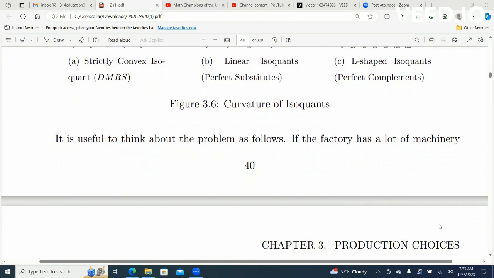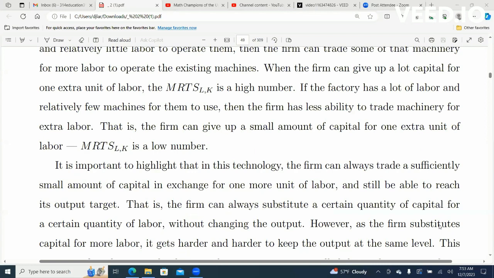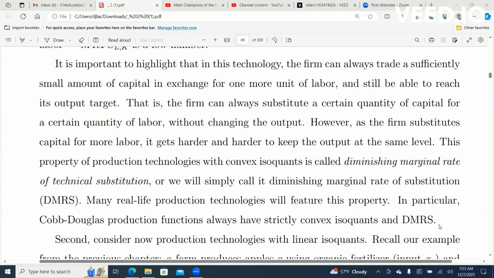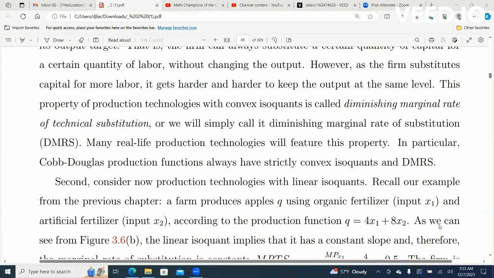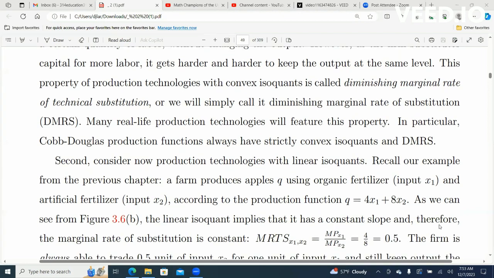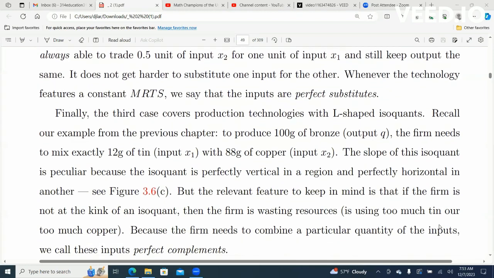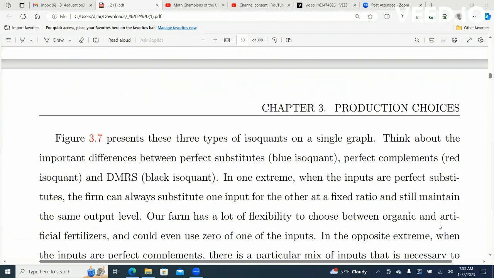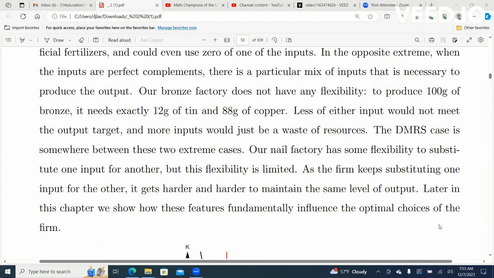If we carefully scroll through, they describe those graphs there. So we have the DRMS, the diminishing rate of technical substitution, which is the same as the law of diminishing marginal returns from the Cobb-Douglas. They describe the perfect substitutes and perfect complements, which are the other two graphs. We just want to fly through this a little bit.